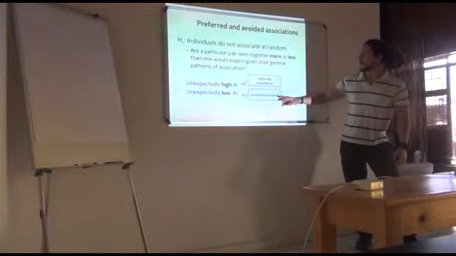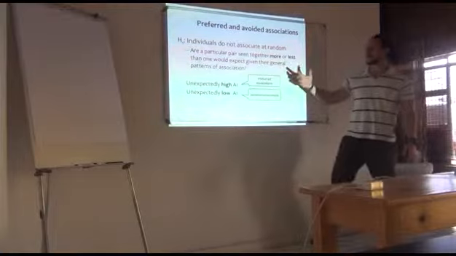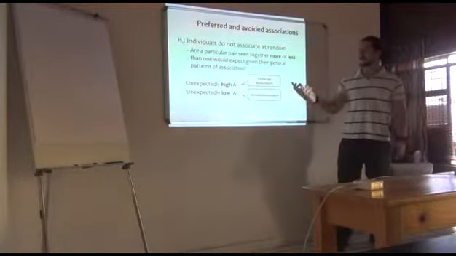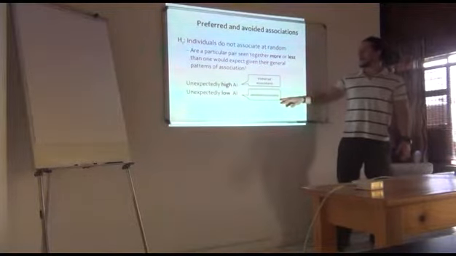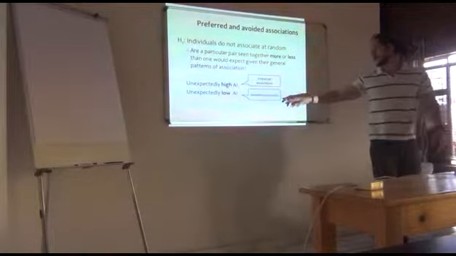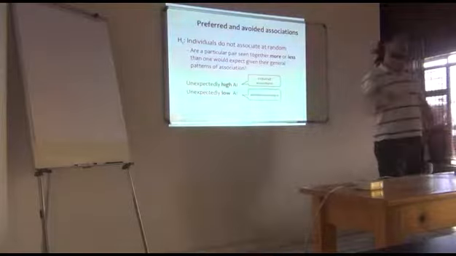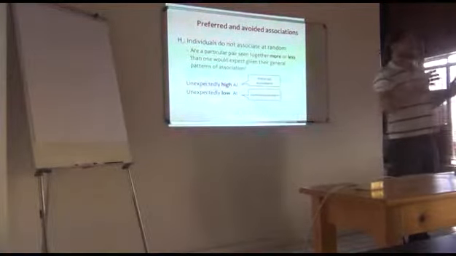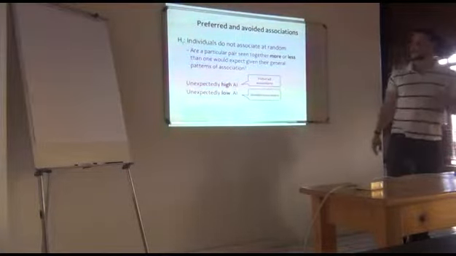And same for low association. So if our association index is unexpectedly low, then it might be an indication of avoided association. So I really don't want to hang out with Enrico. I always avoid him. So most of the time, you're not going to see us in the same group.